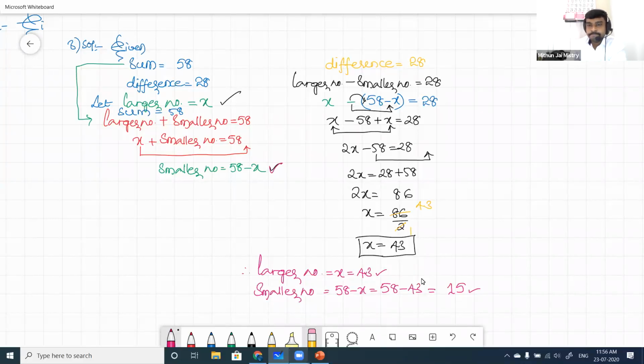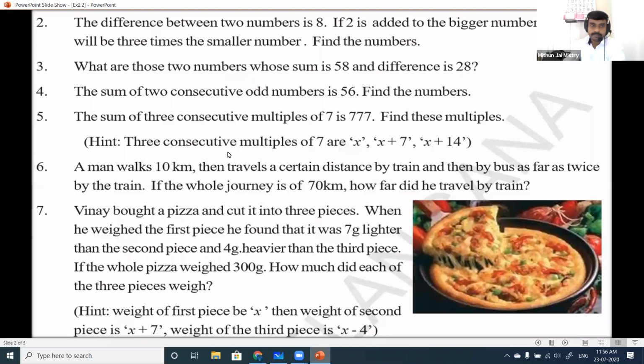Yeah. Now, shall I move to the next question? Yeah. So what's the next question? The next question is question number 4. The sum of two consecutive odd numbers is 56. Find the numbers. I repeat, the sum of two consecutive odd numbers.